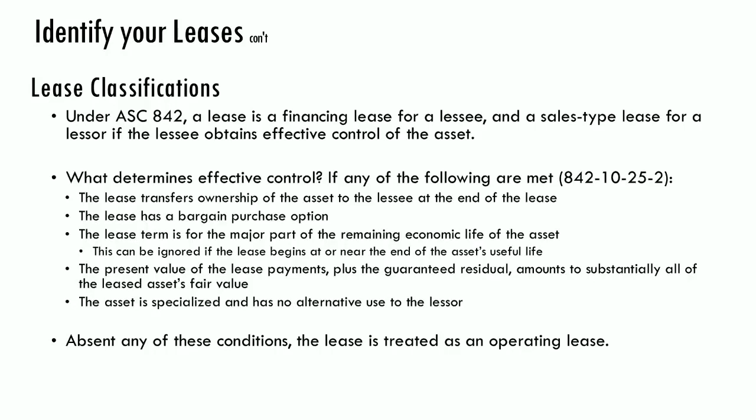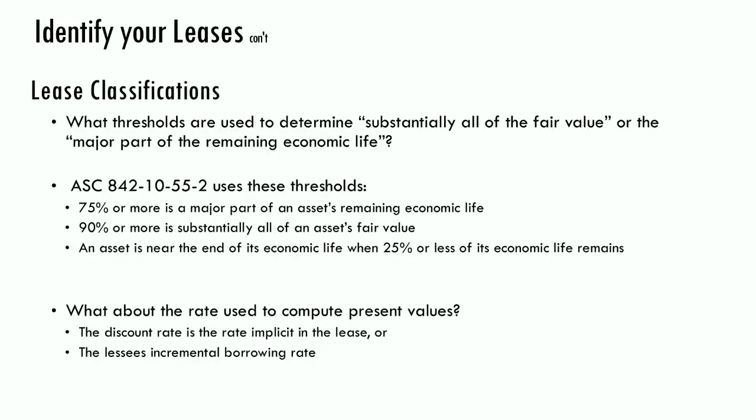Now there's a couple of phrases there that kind of ask questions. What does it mean when it says the remaining economic life of the asset, the major part of that, or substantially all of the asset's fair value? How do I determine what those are? Again, ASC 842 helps us out. It defines what those thresholds are. In section 55-2, it says that 75% or more is a major part of the asset's remaining economic life. So if you're leasing an asset that will take it out beyond 75% of its useful life, then it's no longer an operating lease.